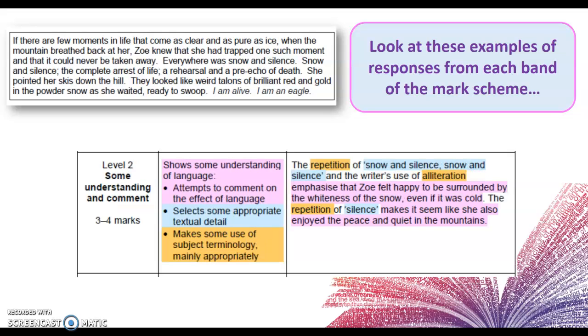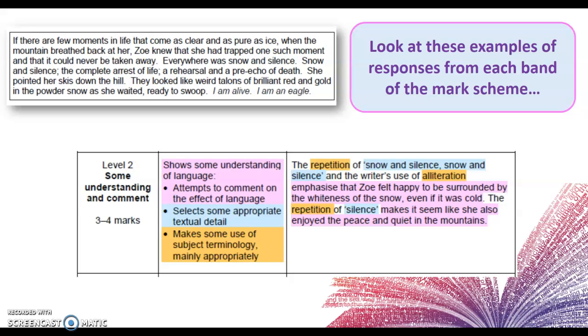This one here gets 3 to 4. So what we're looking for here is some understanding. So it's a higher level of skill that's being shown here. So there'll be an attempt to comment on the effect of language. That's purple. And again, you'll notice that the purple bit starts to become the longest part of the answer because that's where the explanation comes in. The quotation, again, the textual detail, is in pale blue. And then the terminology that's being used is in orange.